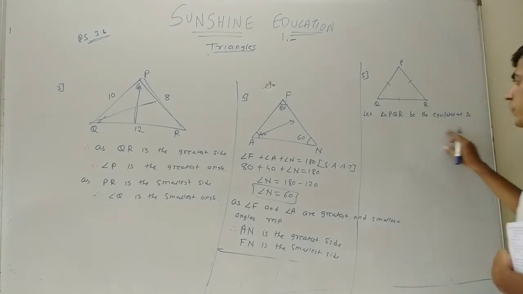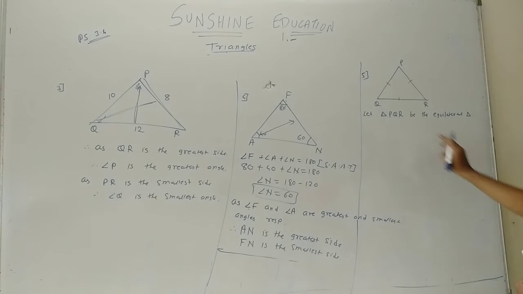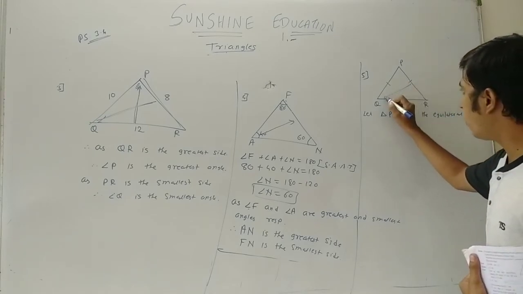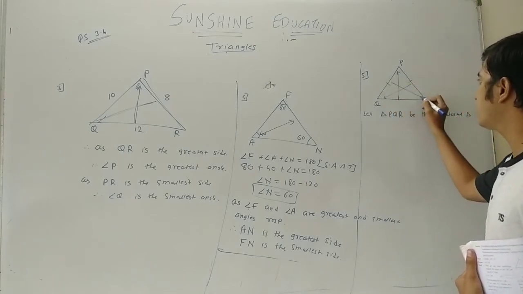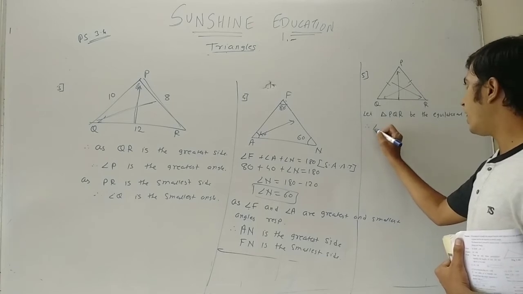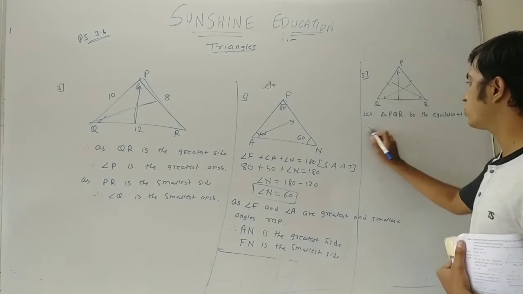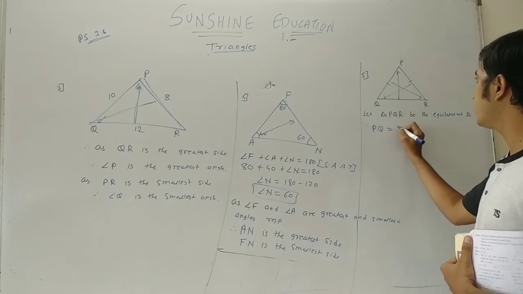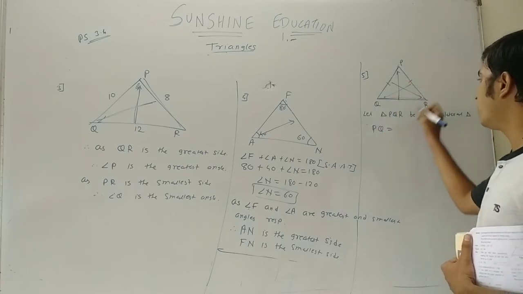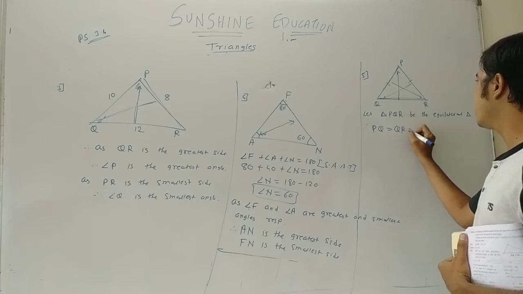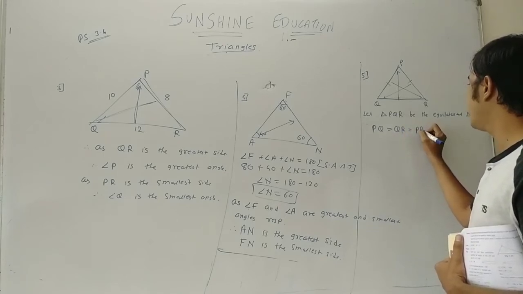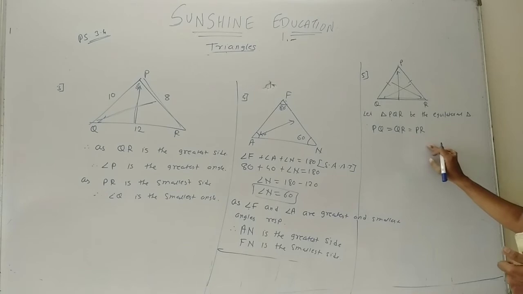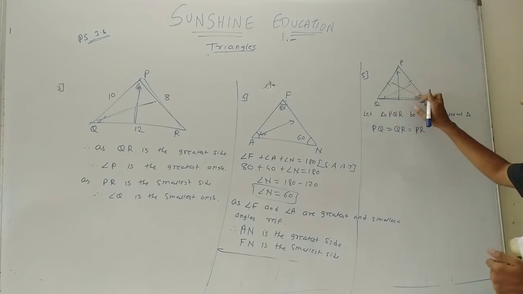Let the triangle PQR be the equilateral triangle. As all the sides are the same, all the angles opposite to them are the same. Therefore, as it is an equilateral triangle, I can say that PQ is equal to QR is equal to PR. All the sides are equal, so the angles opposite to them are also equal.